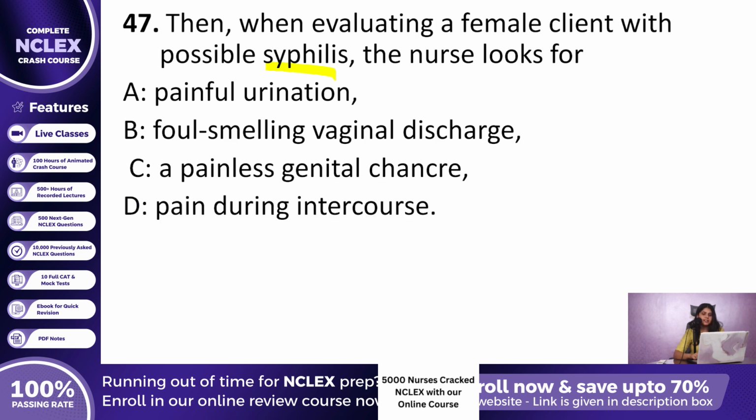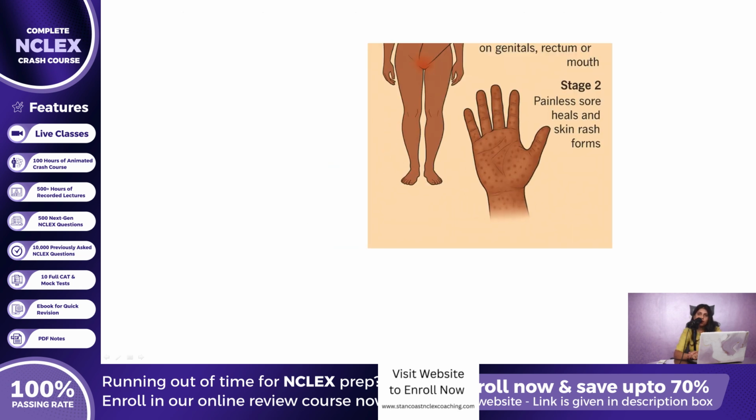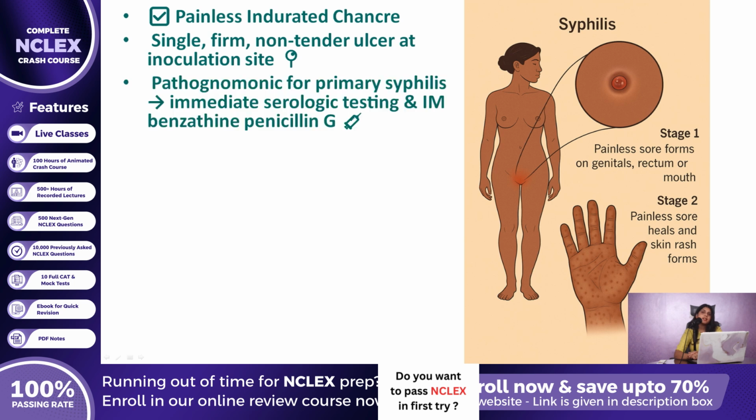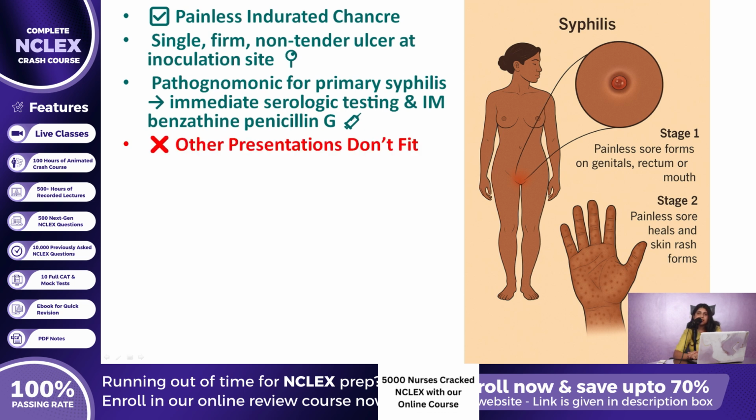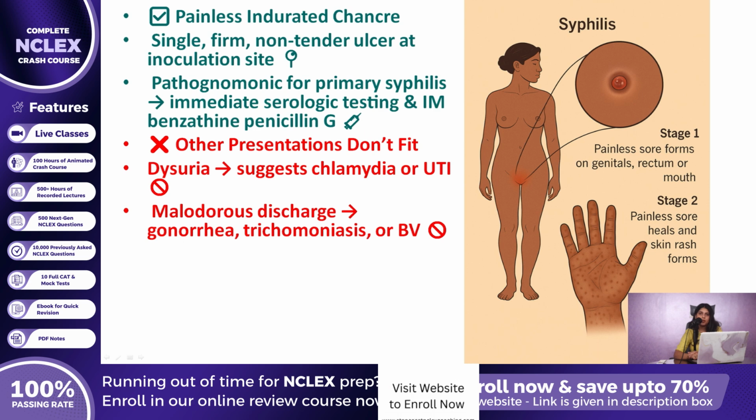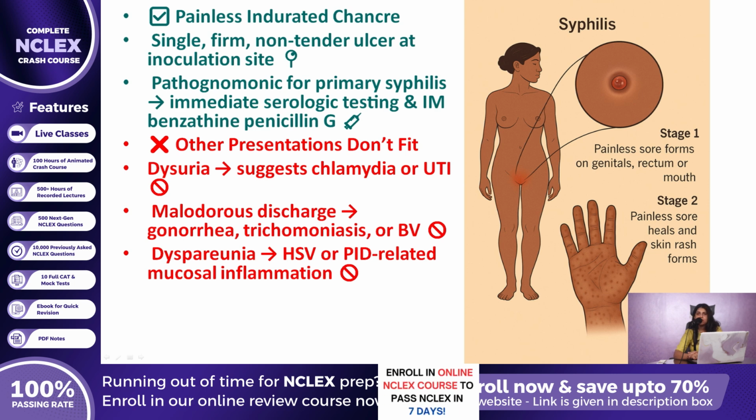The correct answer is C, because primary syphilis typically presents with a single, firm, indurated, non-tender ulcer at the site of inoculation. This painless chancre is pathognomonic and warrants immediate serologic testing and intramuscular benzathine penicillin. Dysuria suggests chlamydia or urinary tract infection. Malodorous discharge implies gonorrhea, trichomoniasis, or bacterial vaginosis. And dyspareunia indicates mucosal inflammation from herpes simplex or pelvic inflammatory disease, none of which present with a painless lesion.